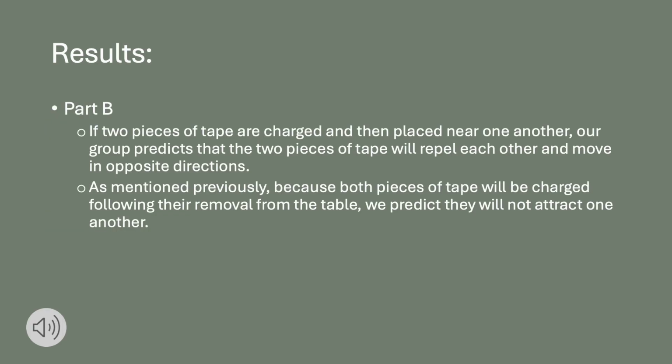For part B, if two pieces of the tape are charged and then placed near one another, our group predicted that the two pieces of tape will repel each other and move in opposite directions. As mentioned previously, because both pieces of tape will be charged following the removal from the table, we predict they will not attract one another.